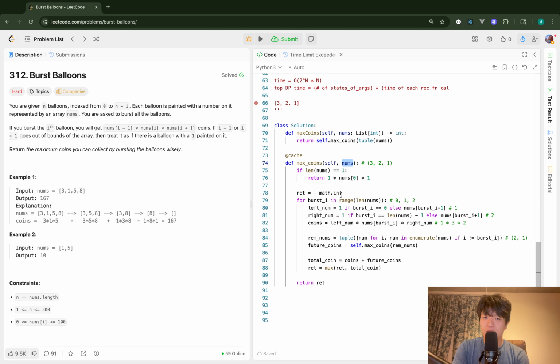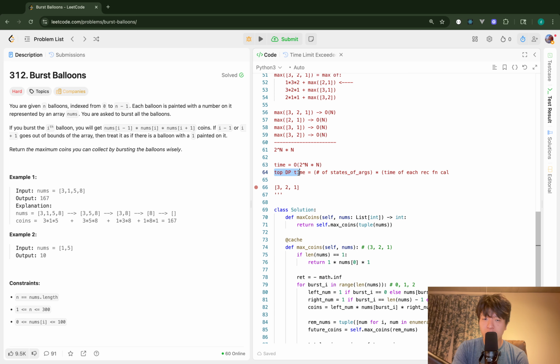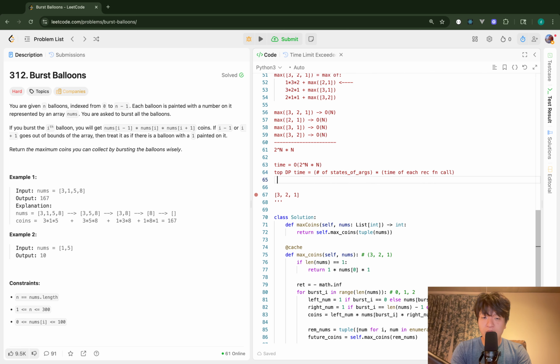In this implementation, the time complexity was 2 to the power of n times n, because the top-down DP time complexity can be calculated in this way. The number of states is 2 to the power of n, because this nums state can be any subsequence of the original nums array. So there should be 2 to the power of n variations of the argument.